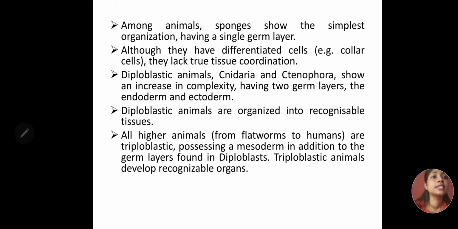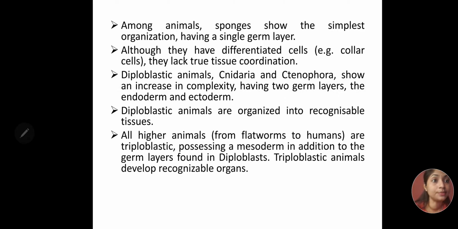Among animals, sponges show the simplest organization, having a single germ layer. So sponges have only one germ layer and they have the simplest organization. Although they have differentiated cells, that is, cells differentiated into collar cells, archaeocytes, pinacocytes, etc., they do not have any tissue coordination. They absolutely lack tissue coordination.